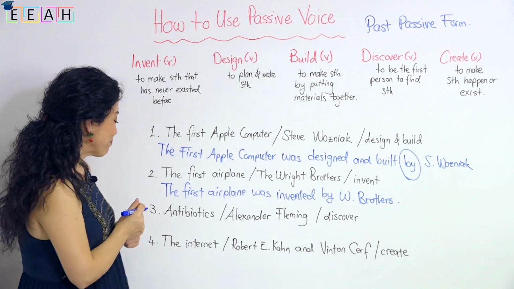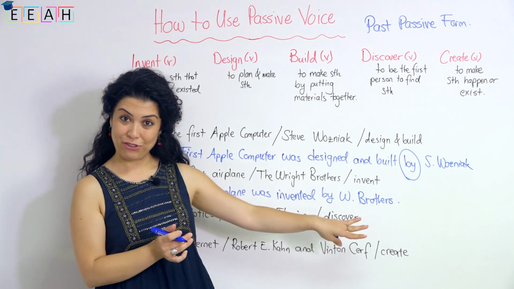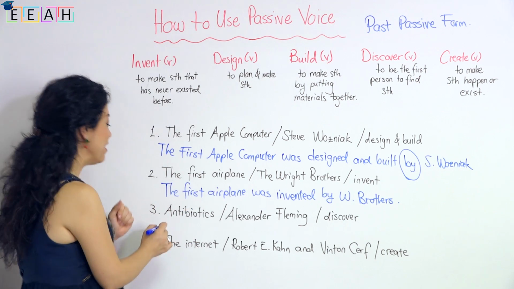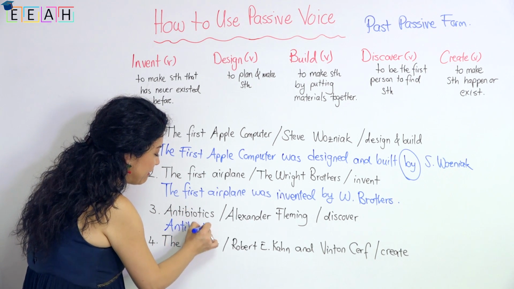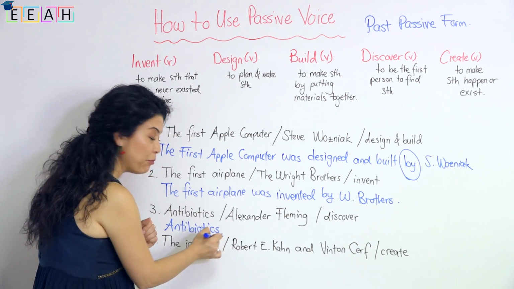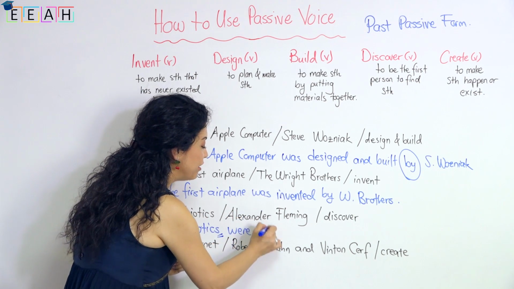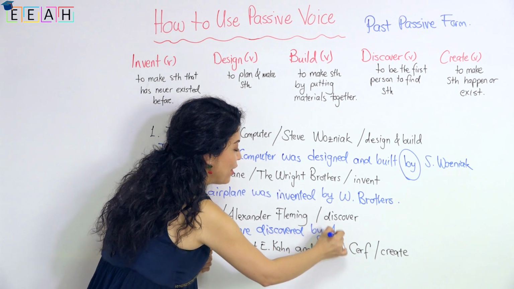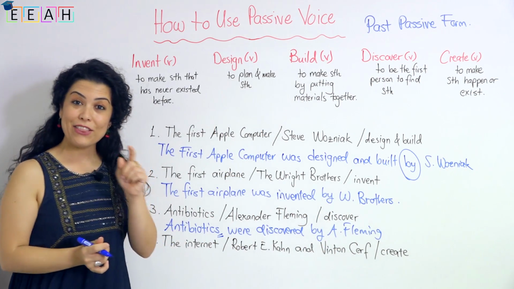Number 3. Antibiotics. Alexander Fleming discovered. So he found something which was there in nature. Okay, so let's start. Antibiotics, because this is plural, I need to say were discovered, yes, discovered by Alexander Fleming. Good. And the last one.